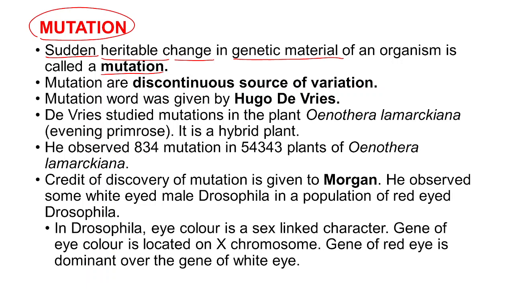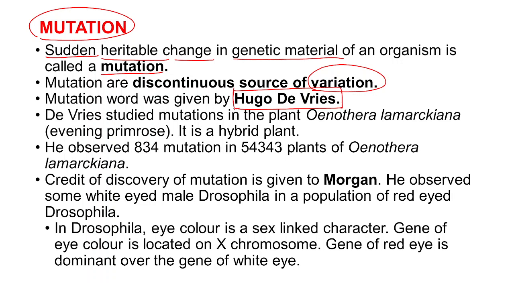And mutations are discontinuous sources of variation. See here, they are not continuous sources, but discontinuous sources of variations. The regular variations are occurring due to what? Crossing over, but mutation may also lead to variations. That is why it is called a discontinuous source, right? And the term mutation was coined by the scientist Hugo de Vries.